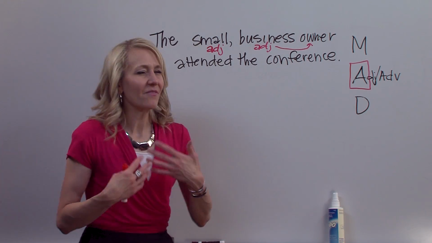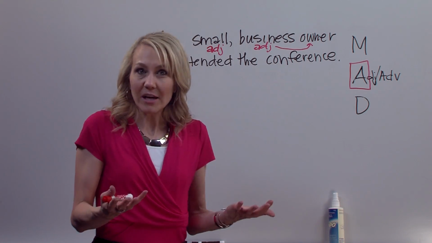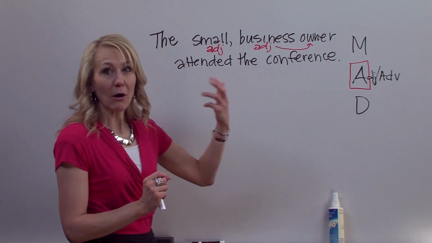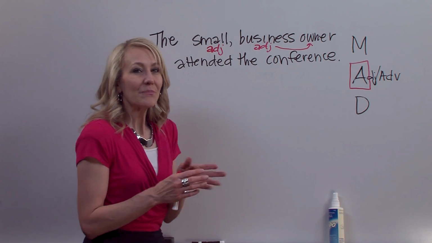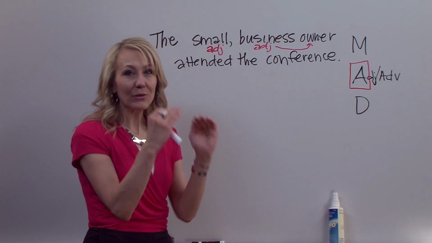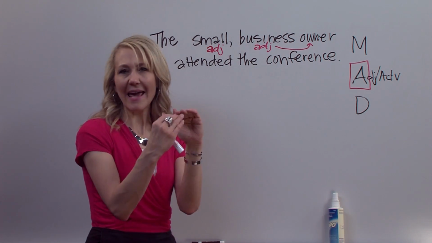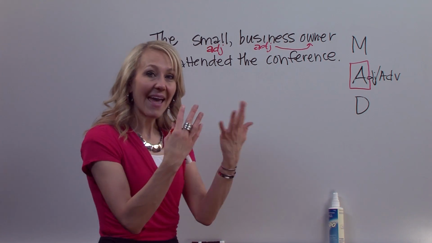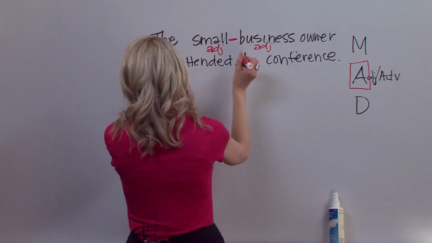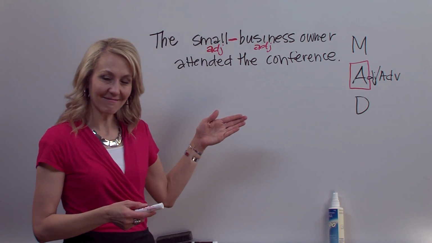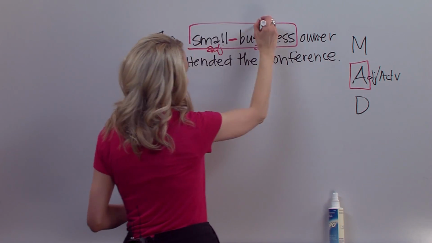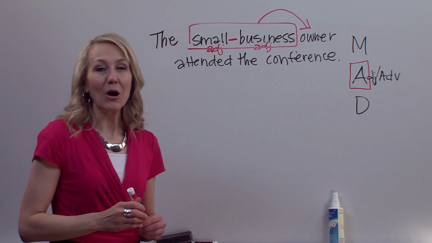Now it sounds weird because in fact I'm not trying to say that. What am I trying to say? I'm trying to say that the small business owner, meaning it's an owner of a small business, attended the conference. So how can I link these 2 adjectives together? Well, they can't do it on their own. An adjective on its own can't modify another adjective, but I can link them with a hyphen. So now, if I put in a hyphen and I make this a compound adjective, this whole entire adjective is modifying the word owner.